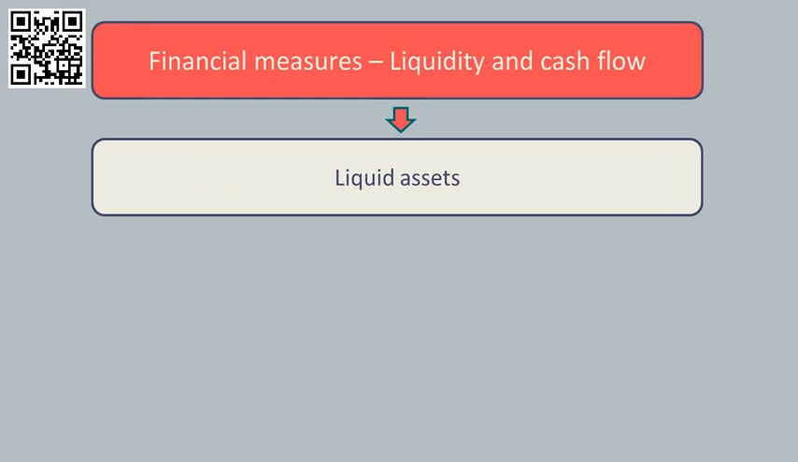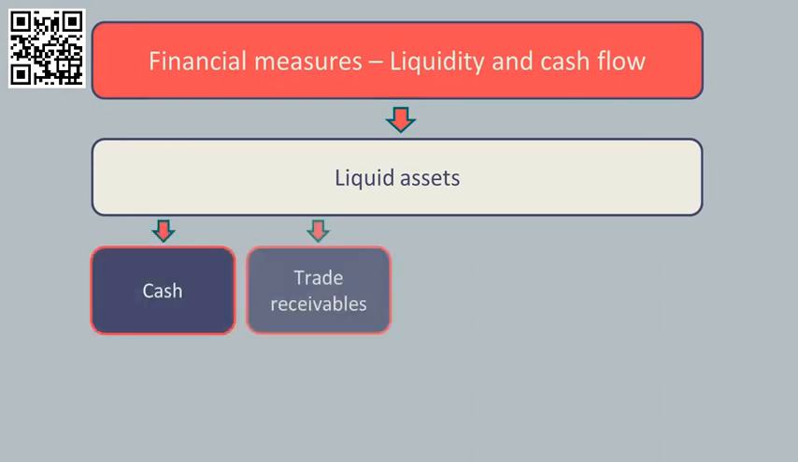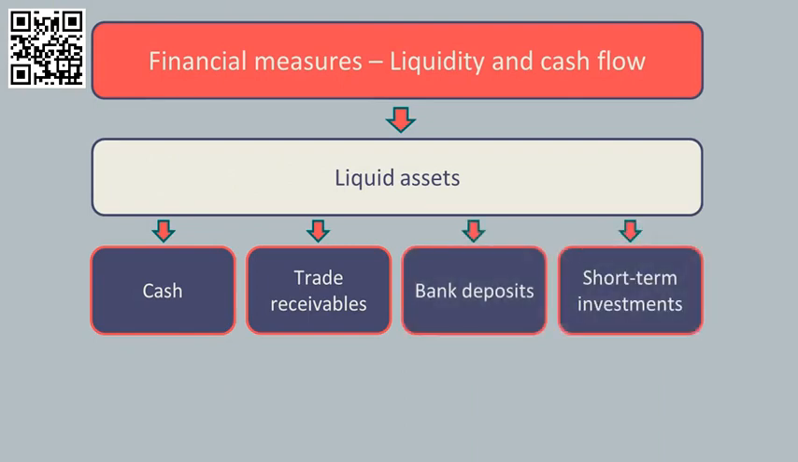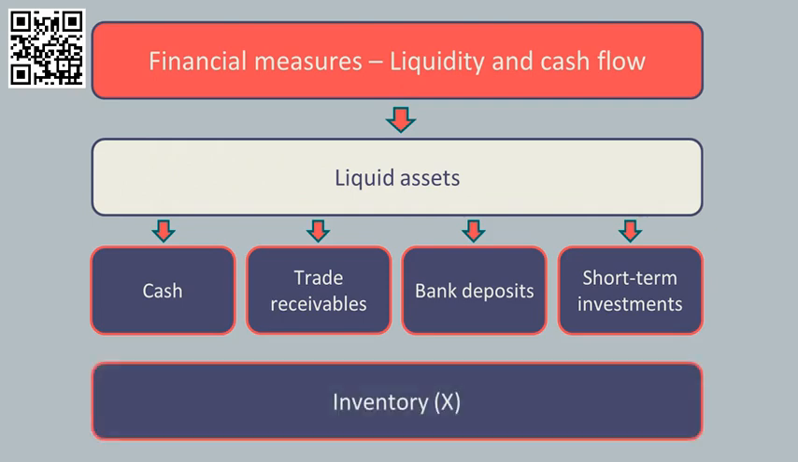Liquid assets will include cash, trade receivables, deposits with the bank, and any short-term investments which can be readily converted into cash, e.g. shares. Inventory is generally deemed not to be liquid, although it would depend on the speed of the inventory turnover. With a wholesale and retail business, e.g. a supermarket, inventory may well have a fast turnover and cash may be realised very quickly.